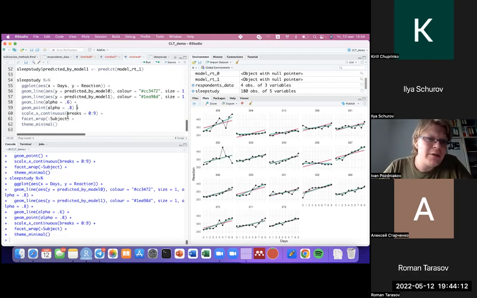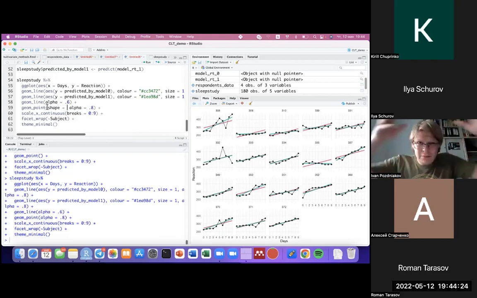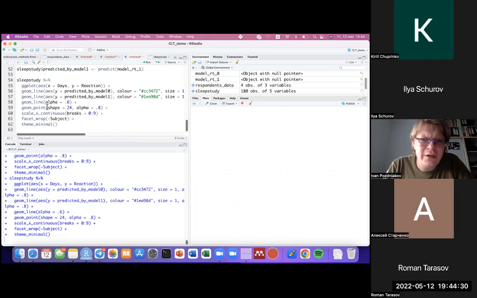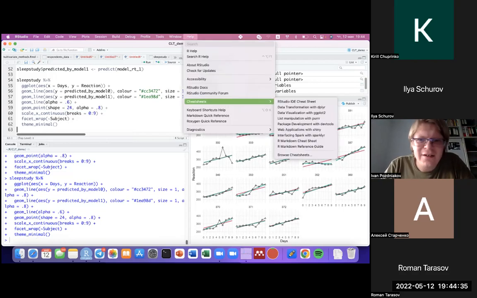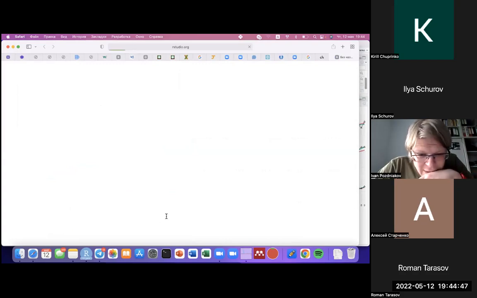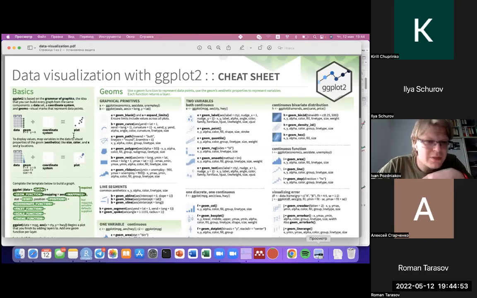And also I like this trick that you use for points, you use a special shape that has some circle inside. As far as I remember, it's something like 24 or whatever. I'm not sure. No, 24 is triangles. Let's have a look. Very specific number. 21, I think, or maybe 19. Oops.